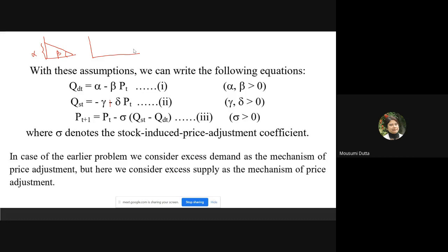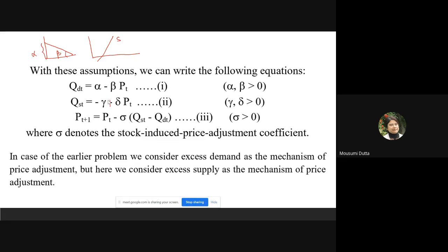However, I think I didn't start with that. So this is the supply curve in that case. Minus gamma plus delta P_t, the supply curve will look like this. It's a positively sloped supply curve having a negative intercept. Call it equation number 2.